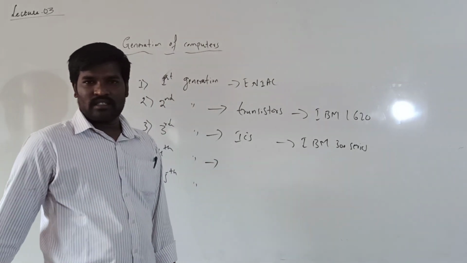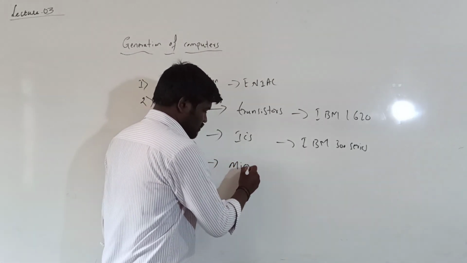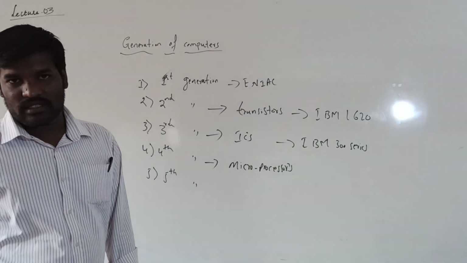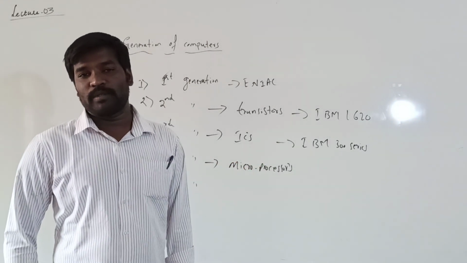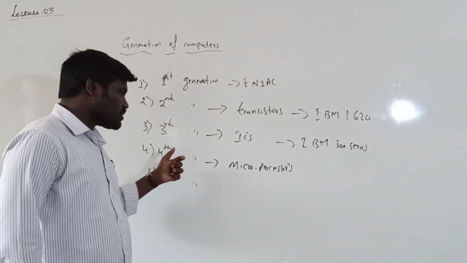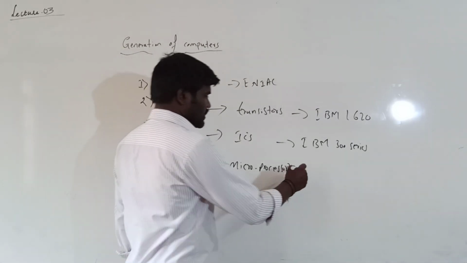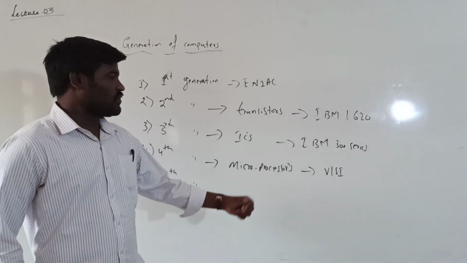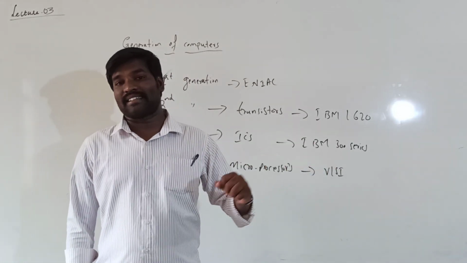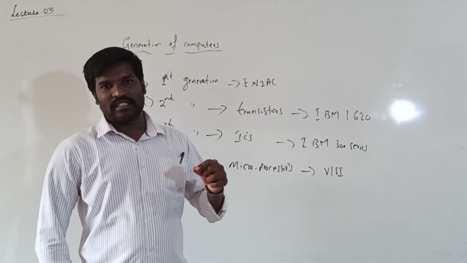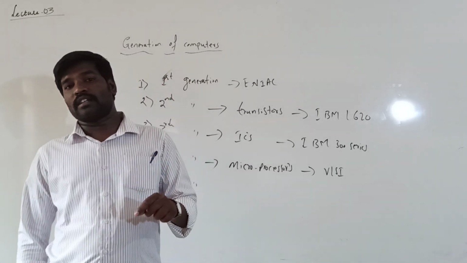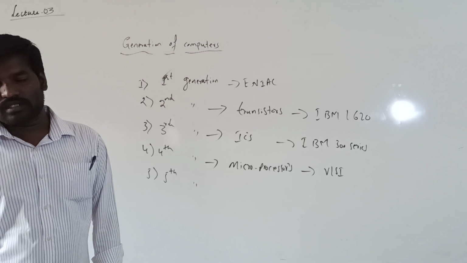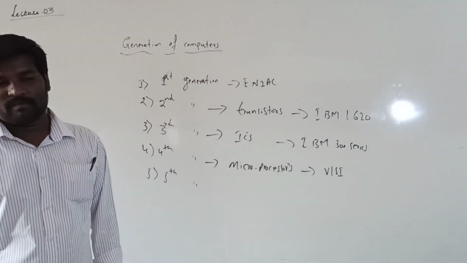In the fourth generation, microprocessors were introduced. Here microprocessors are nothing but the CPUs. Presently we are using the fourth generation systems. In a single IC it consists of VLSI. Here VLSI indicates very large scale integrated circuits. In a single IC, it consists of 100 to 1000 transistors, and microprocessors were introduced in the fourth generation systems.